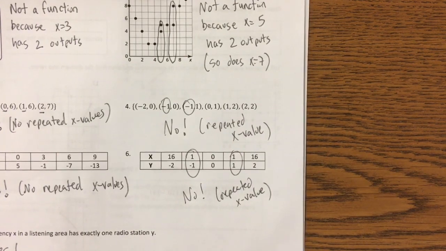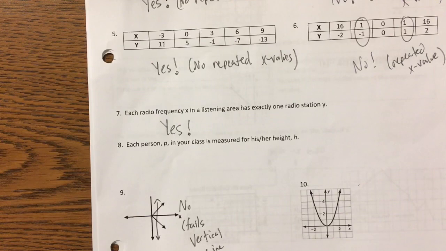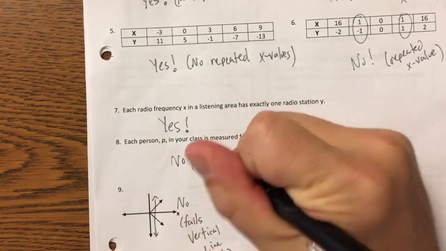All right, number 8. Each person is measured for their height. So okay, yeah, what do you think? Yes or no? Or does it kind of depend? What does it depend on, right? Their height, right? So if I had to guess, I would say there's probably 2 people in here that have the same height. Probably. Maybe not, but it's a pretty fair guess, I think. I mean, you're all kind of around the same height anyway, right? So no, 2 people have the same height.